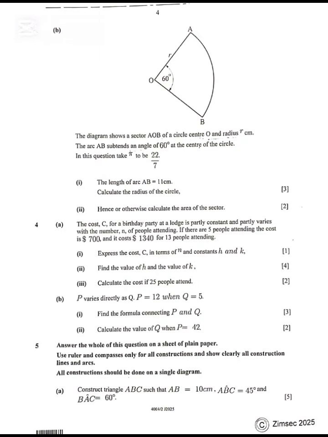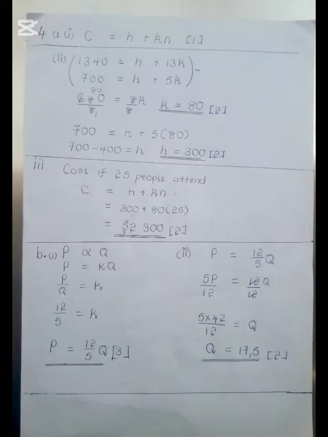And then we need to proceed to part B. In part B, it is reading P varies directly as Q, and P is equal to 12 when Q is equal to 5. We are required to calculate the value of Q when P is equal to 42. So we are going to say P varies as Q. We write it mathematically, and then we replace the varies sign by introducing an equal sign, so that it is now P is equal to KQ.